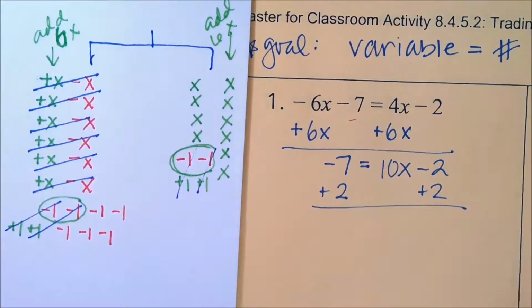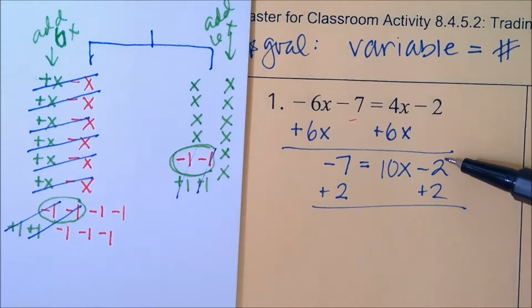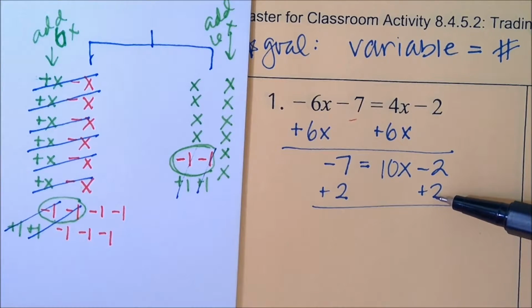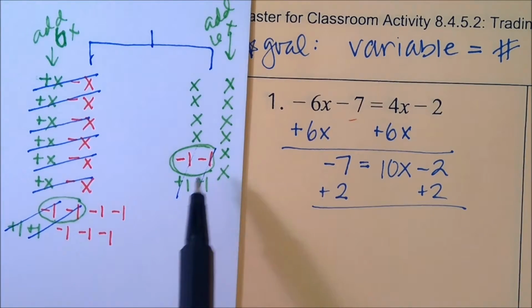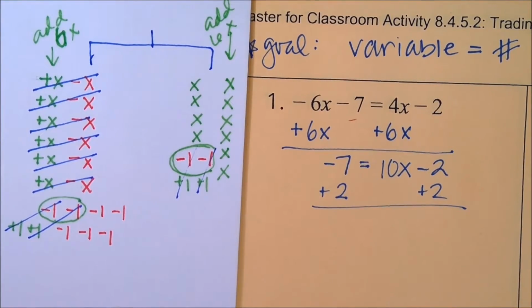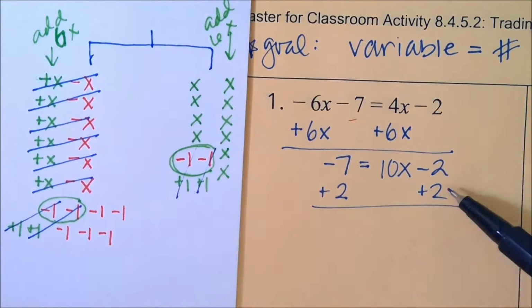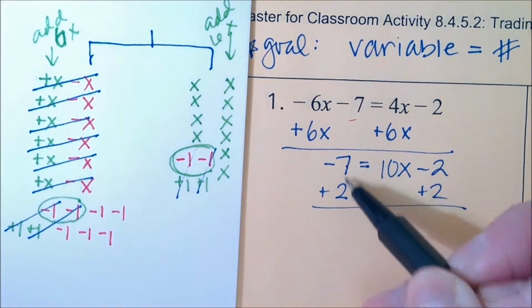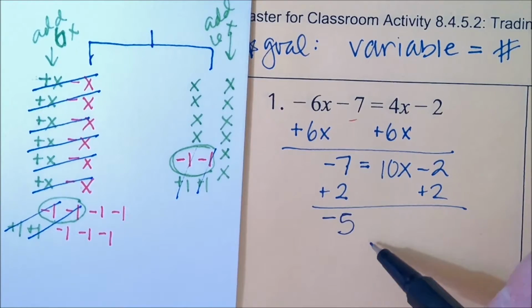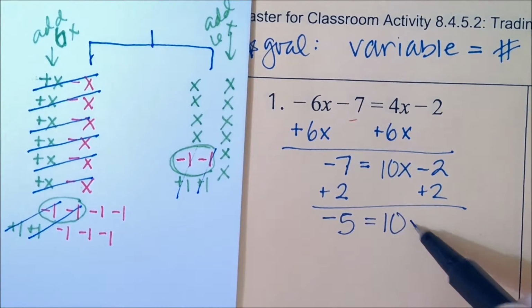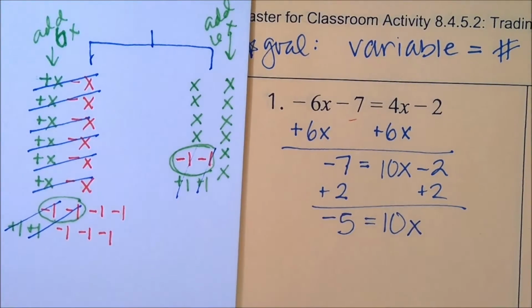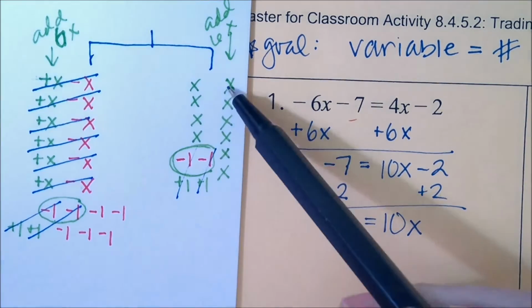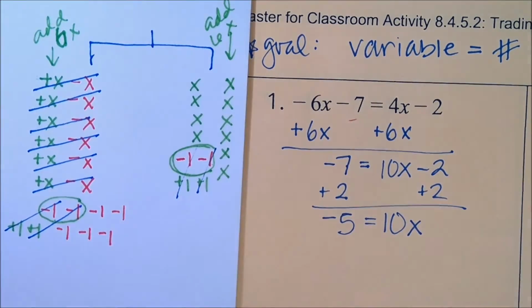The other thing you might notice, if you didn't already, see how I had a -2 or -2? The opposite of -2 is +2. So the hanger may have overcomplicated sometimes, but if you look over here, it was a -2 and I combined it with a positive. So -7 + 2 is -5 equals 10x. And if you look at the hanger, I have 10x on the right and I have 5 negatives on the left.